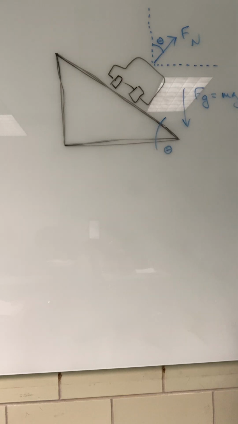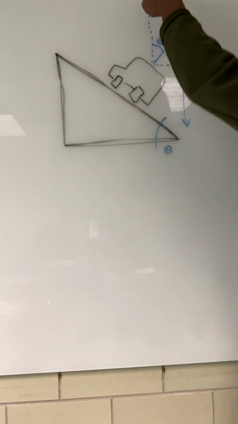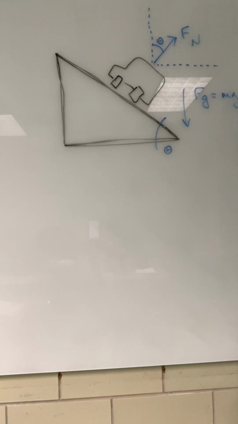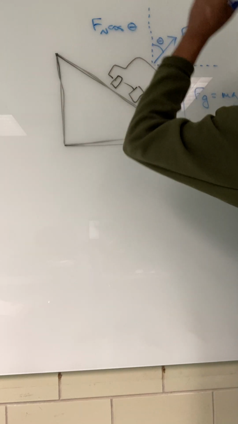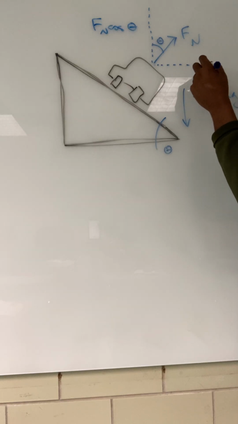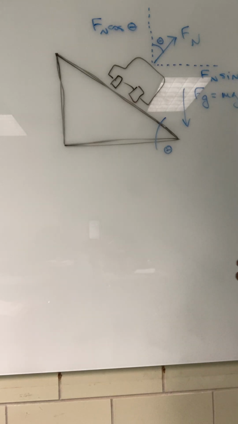Okay? So then this projection is what? What is this one? Cosine. Fn cosine theta. And what is this one? Fn sine theta, right?